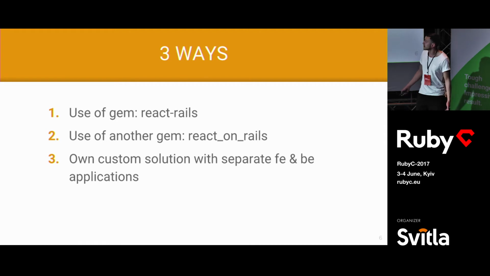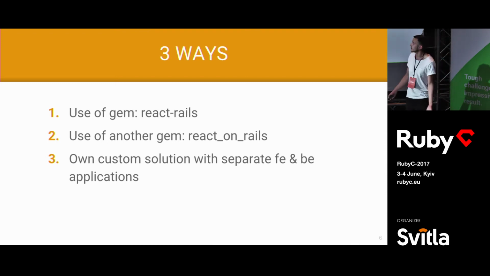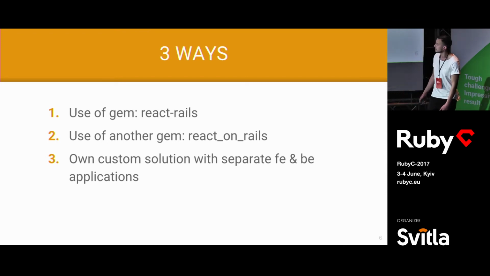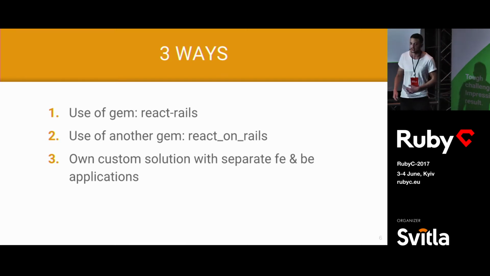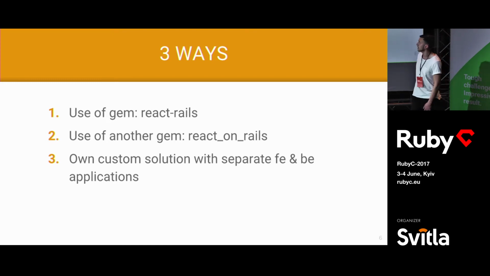So there are 3 ways. There is an official gem from Facebook, React Rails. It's not a bad solution. It's the easiest one, and it provides a quick way for possible integration, but it doesn't provide things like ES6 classes and modules. It doesn't provide proper configuration of NPM modules, so you cannot easily integrate package.json into your project if you use that gem.